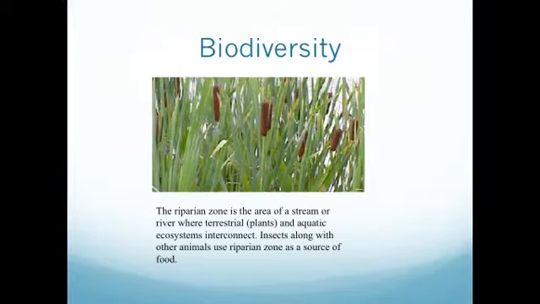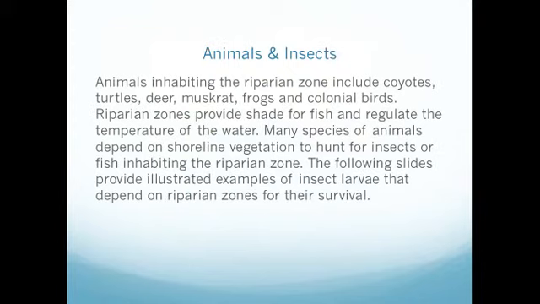Many varieties of land-based and water-based insects require riparian zones to lay their eggs and provide shelter for their larvae. Insects that feed and reproduce in riparian areas include mayflies, damselflies, dragonflies, and caddisflies. Animals inhabiting the riparian zone include coyotes, turtles, deer, muskrat, frogs, and colonial birds, amongst many others.